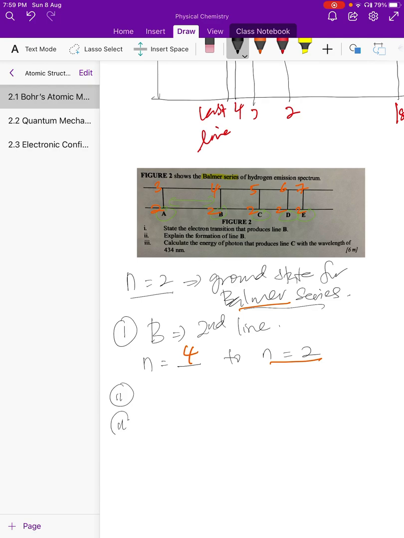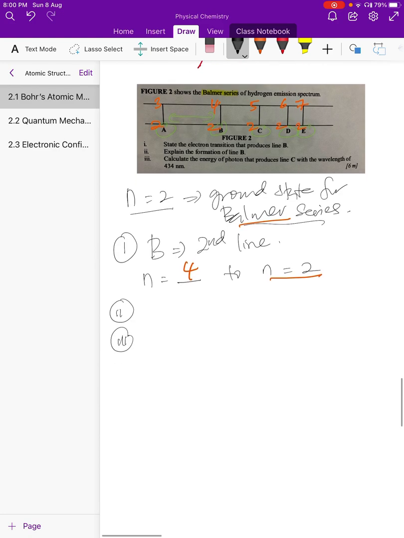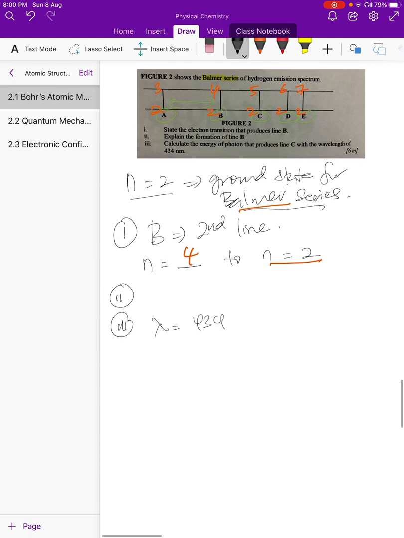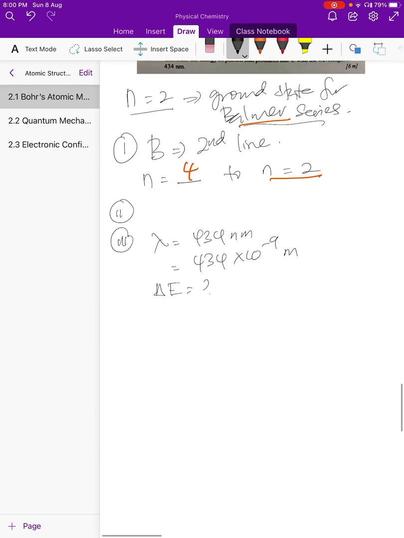All right, that is the second answer. The third one: calculate the energy of photon that produces line C with a wavelength of 434 nanometer. So they give you 434 nanometer or 434 times 10 to power negative 9 meter. Okay, and they ask us to find the corresponding energy. What is the corresponding energy? So the easiest formula we can use here is delta E equals to hv. We know v is c over lambda, right? So we substitute 2 into 1. So delta E equals to hc over lambda.